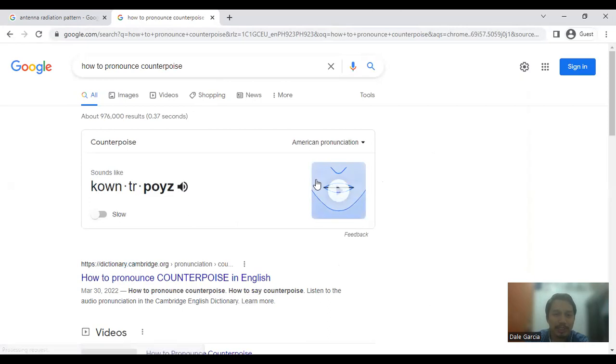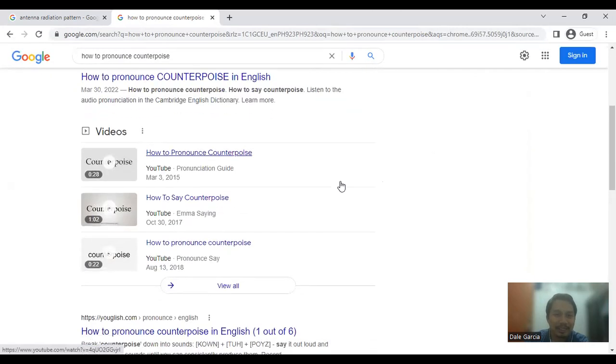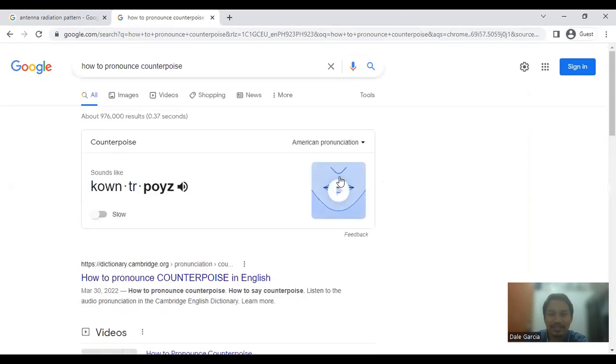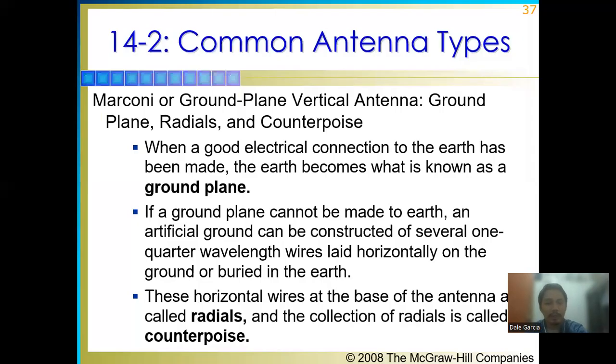Counterpoise. Okay, counterpoise. French or something. Counterpoise.